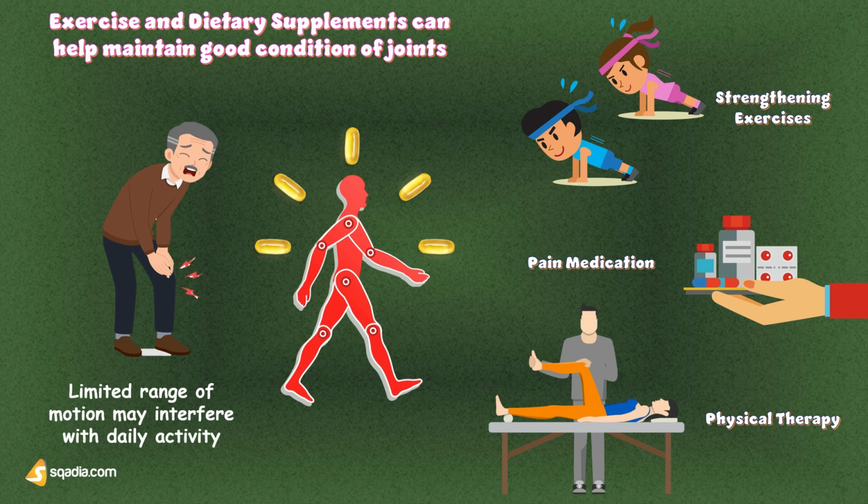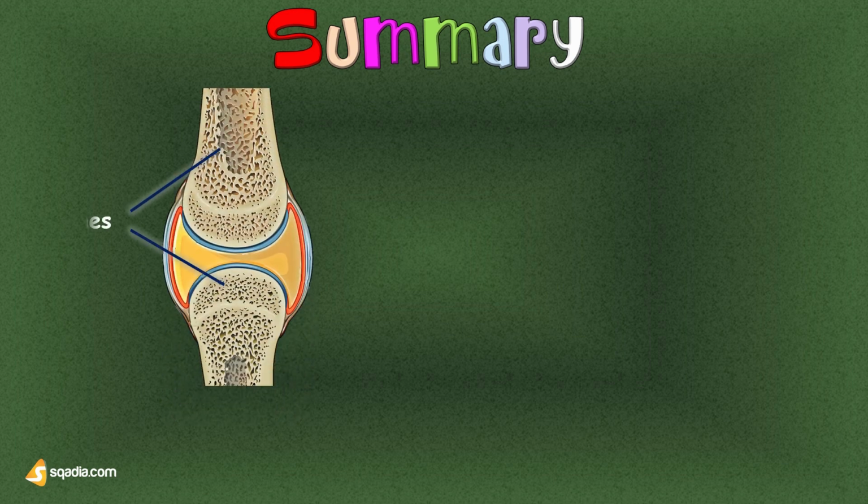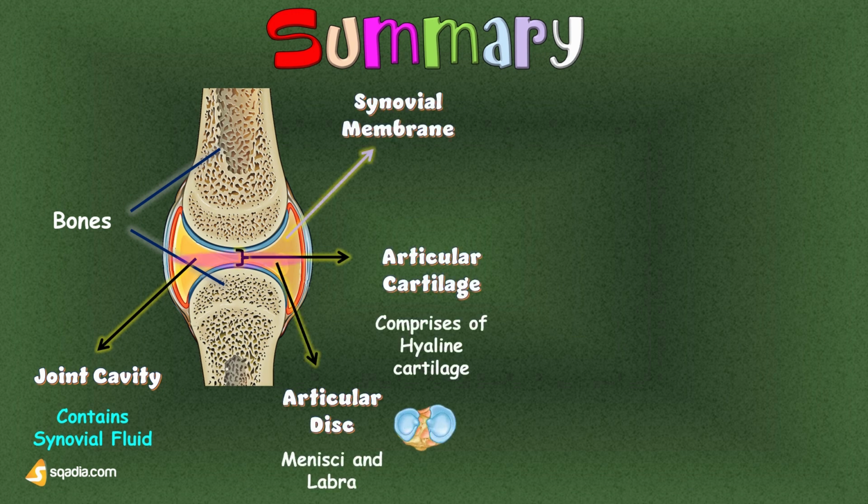So, to summarize the answer to the question, what is a synovial joint? A synovial joint is a type of joint in the body that allows for a wide range of motion and mobility. This type of joint is characterized by the presence of a fluid-filled cavity, called the joint or synovial cavity, which is surrounded by a soft tissue called the synovial membrane.